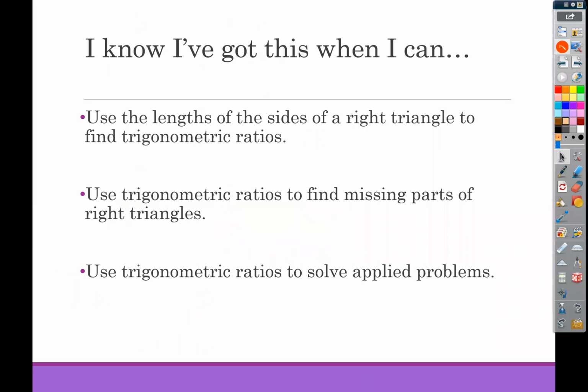All right, I know I've got this one. I can use the lengths of the sides of a right triangle to find trigonometric ratios, use trigonometric ratios to find missing parts of right triangles, and use trigonometric ratios to solve applied problems.